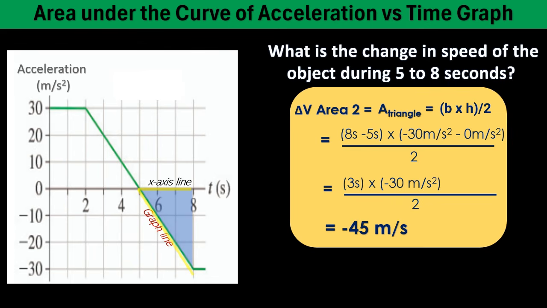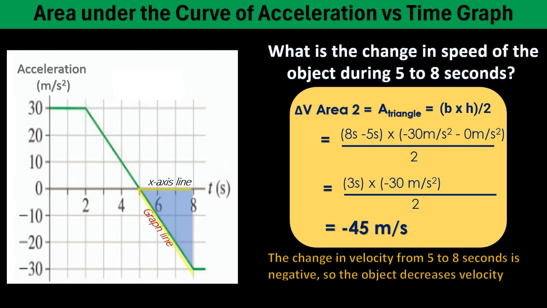The shape formed by the graph line from the x-axis is a triangle, so we will use the triangle area formula. The change in velocity is negative, so the speed or velocity of the object decreases.